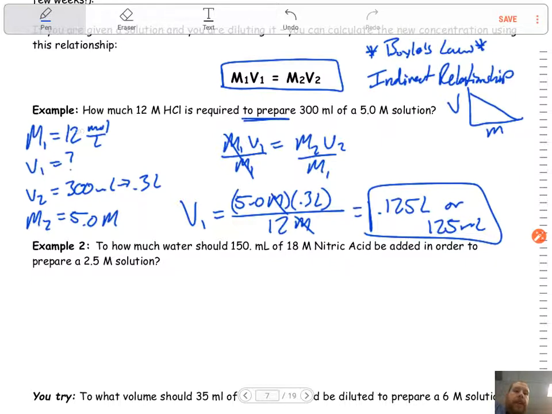So let's think to ourselves, does my answer make sense? Okay, my molarity went from 12 down to 5. So my volume went from 125 to start with, because I was looking for V1, and it went up to 300 mils. So yes, that does make sense based on this indirect relationship. Okay? So that's one type of way a question could be worded.